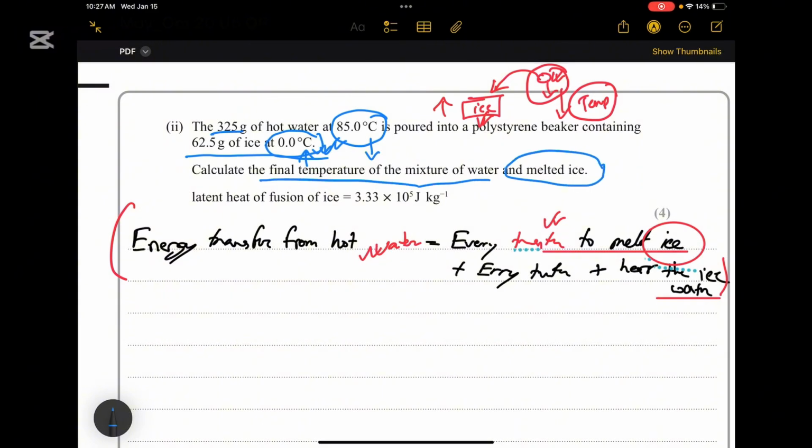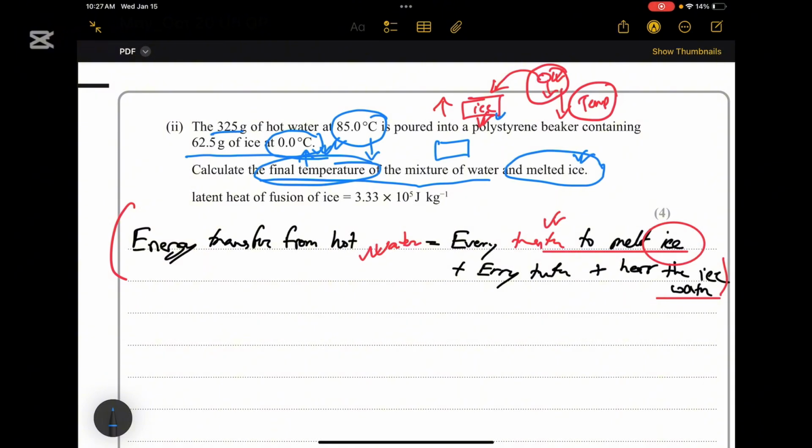One other thing is, as this hot water is poured into the ice, both of them will be in this container, so both of them will have the same temperature. So the final temperature of the mixture will be the same, and they have asked the final temperature of the melted ice as well. So now let's go and figure out the formulas.